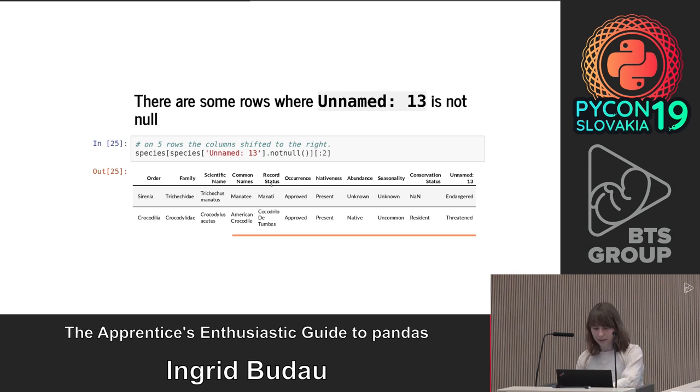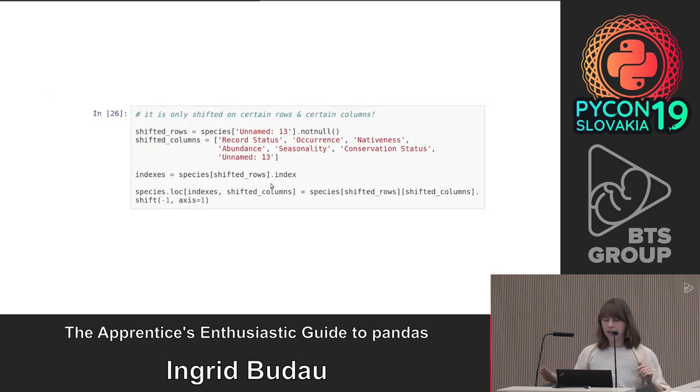And if we look here at the common names column and at the record status column, and on from here, these rows shifted from the left to the right. So on the record status column, we actually have the names and so on. Like instead of conservation status, they all switched, all these 5 rows, they switched on the unnamed column. How do we fix this? It's surprisingly easy. I didn't expect that. I will go through it.